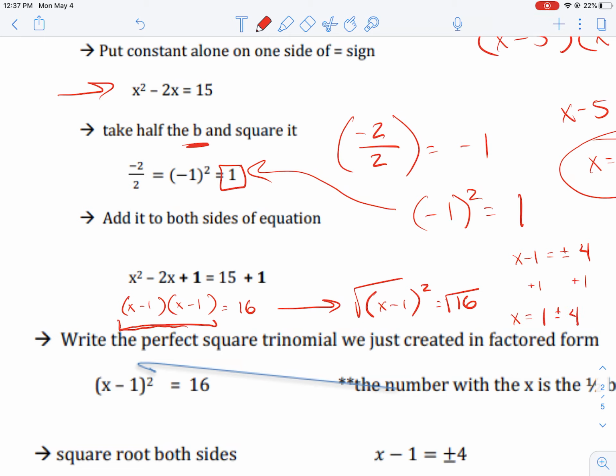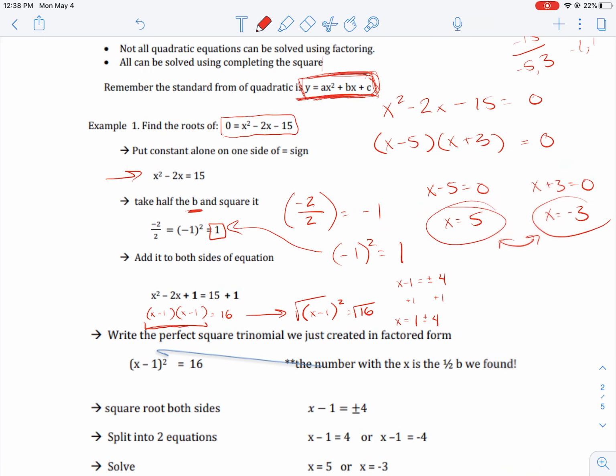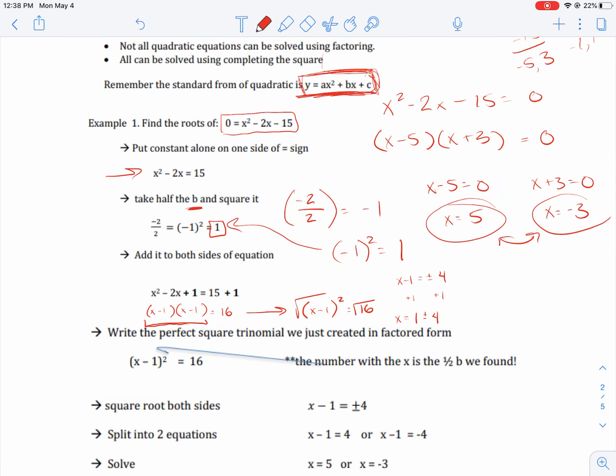Now you're thinking, well, that's not what we had up here. Well, realistically, when you're solving quadratics, we get two answers. So we're getting x is equal to 1 plus 4, and x is equal to 1 minus 4. And then when you simplify that, you get the same values we had up top.